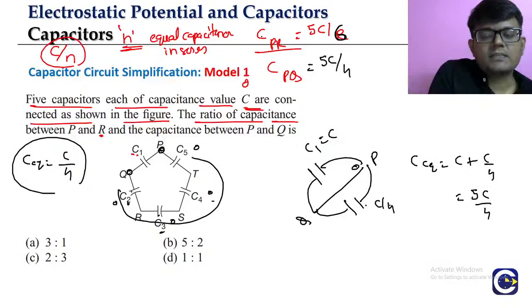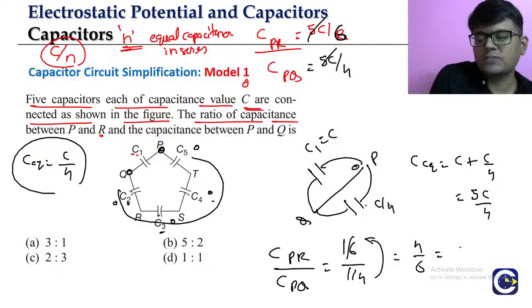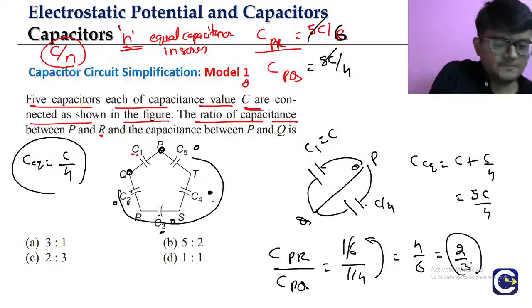So the capacitance across P and R is 5C by 6, and the capacitance across P and Q is 5C by 4. Okay? So here 5C will cancel. The ratio is 1 by 6 divided by 1 by 4, and that 4 goes on top. So 4 by 6, which is 2 by 3.